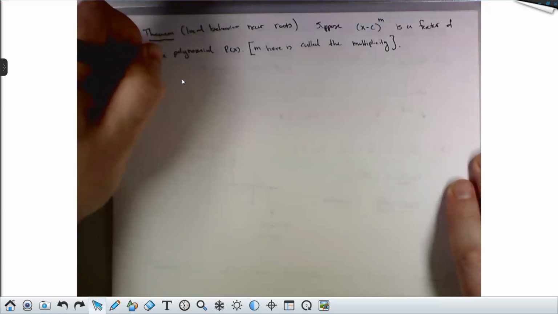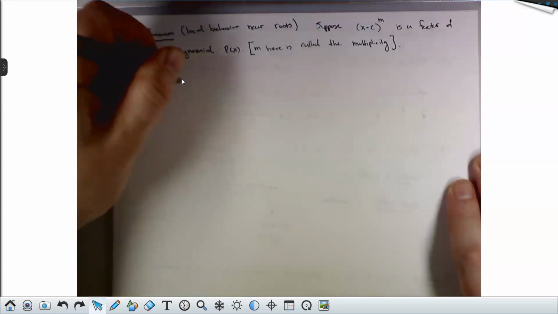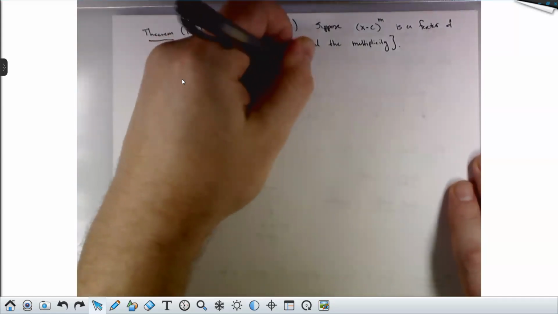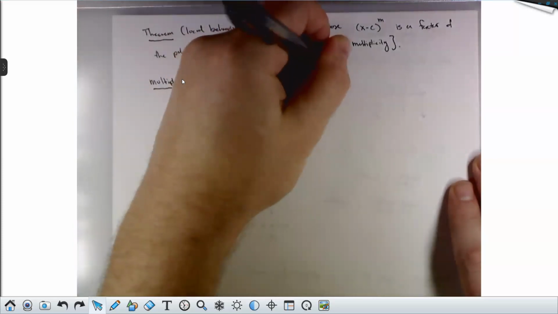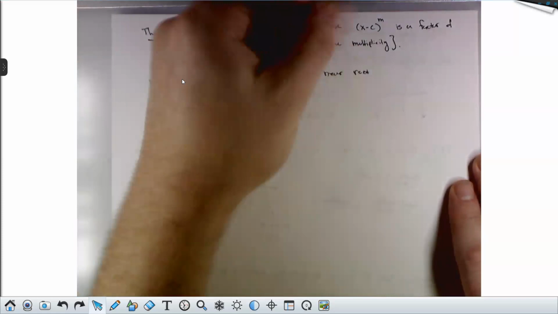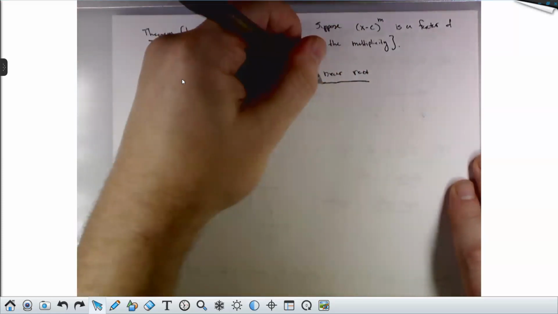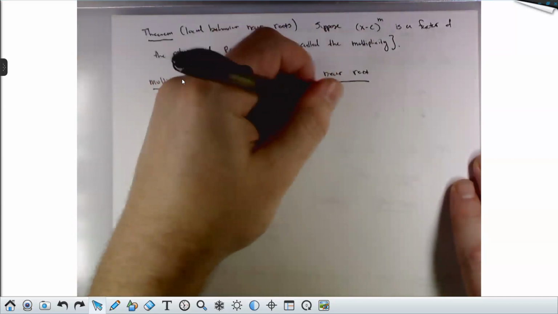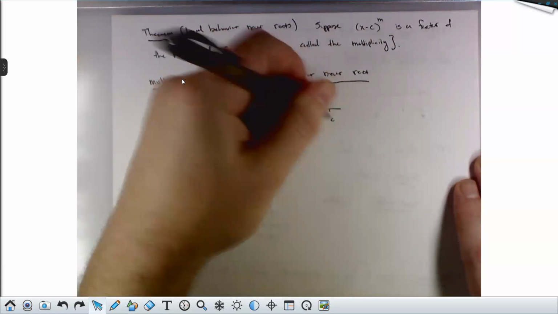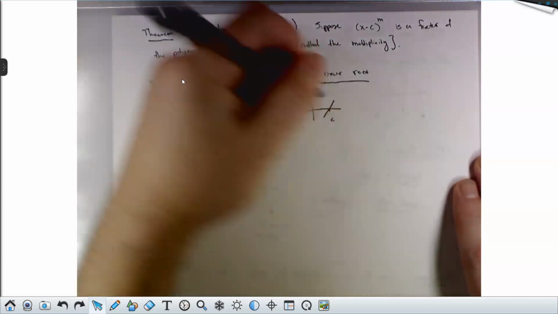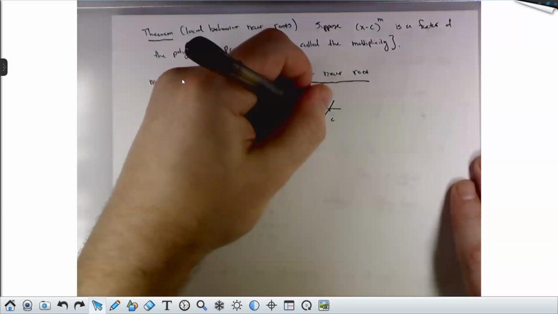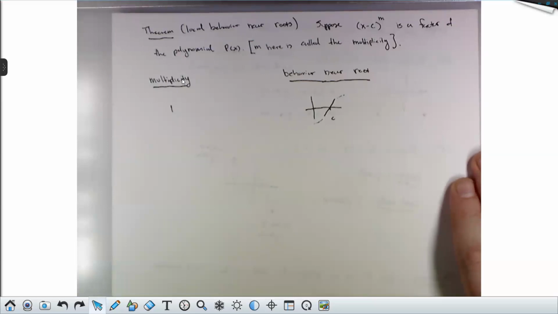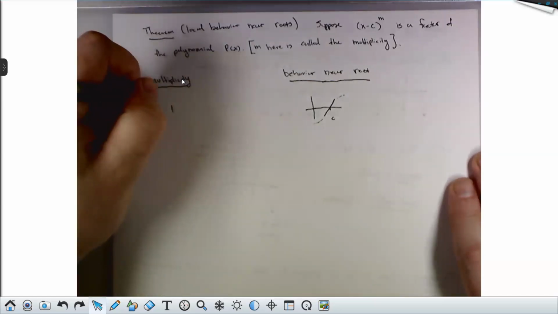So what I'm going to do over here is state the multiplicity, and over here I'm going to sketch the behavior near the root. This is probably the easiest way to convey the theorem. So if the multiplicity is 1, then near that root, here's c, my polynomial is just going to cross over the x-axis. And I have no idea what's happening elsewhere. I don't particularly care. That's just the local behavior.